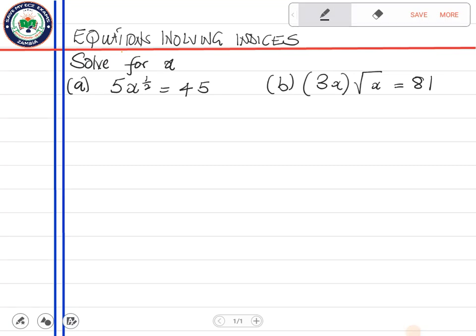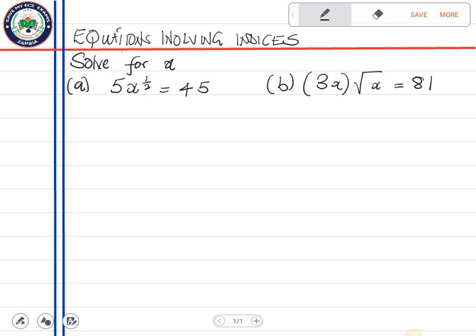Okay, so I have two questions here, which are equations involving indices. This question says, for x, the first one says 5x, but x alone has been raised to the power half, which is equal to 45.